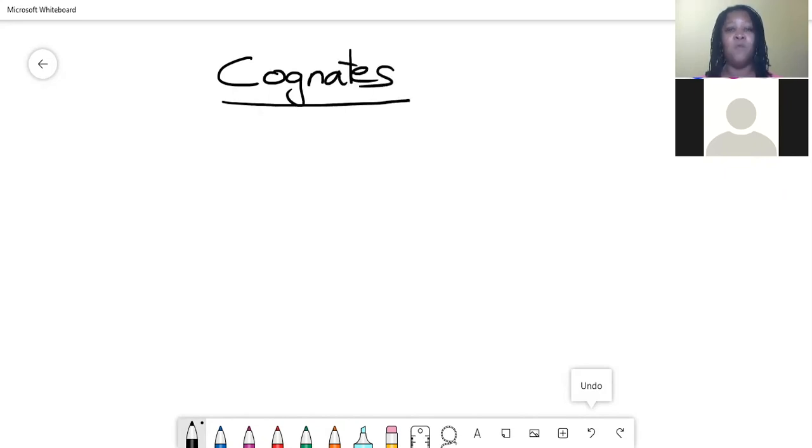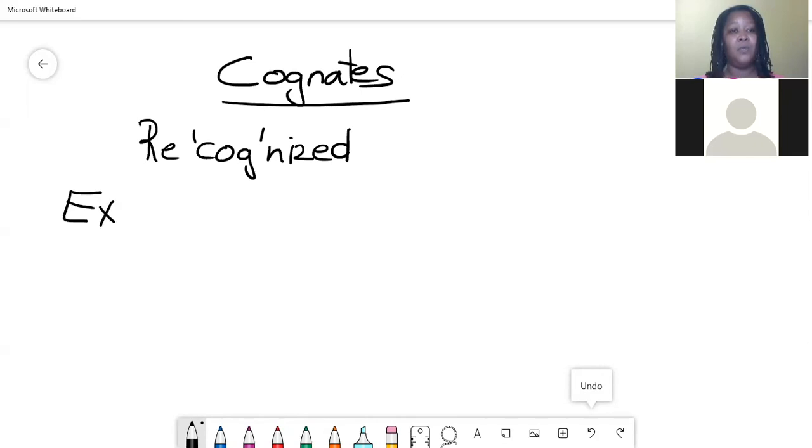Now, cognates are words that have a resemblance in both languages. So you're going to be looking at a word in English, and when you look at the word in English and you look at the word in Spanish, there is a clear resemblance between the two. And so the relationship between the two words can be recognized, hence the term cognates. Now, there are three kinds of cognates. We have exact cognates. We're going to be talking about those in this lesson. We have direct cognates, and we have indirect cognates.